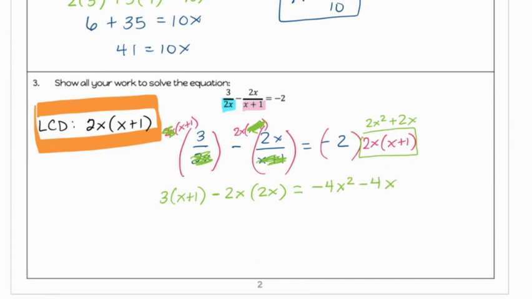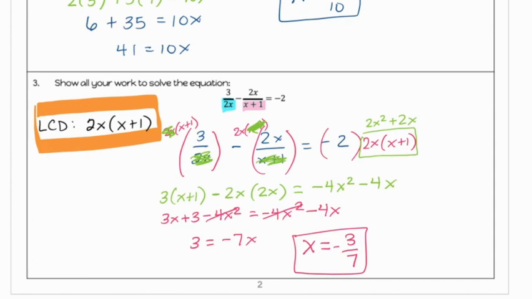All right, and this is what I get. So this is what's left behind. Now what I'm going to do is I'm going to try to solve this equation. So I'm going to start distributing. I'm going to start moving my like terms over to the same side, which gives me a value of x equals negative 3 over 7.